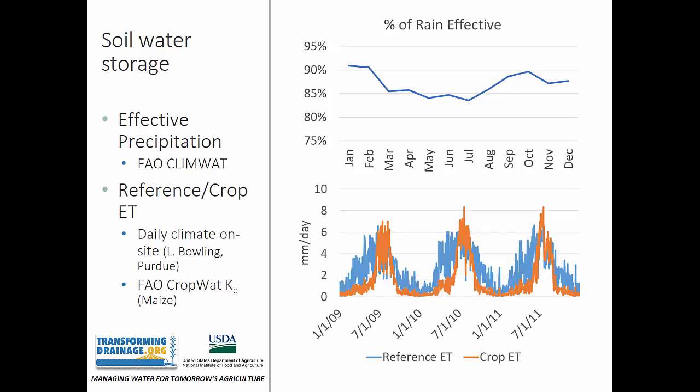Next, for the evapotranspiration term in the equation, we estimated a grass-based reference ET from measured daily climate data based on FAO 56 methods. We then used crop coefficients that we pulled from the FAO program CropWatt for a maize crop to get a daily estimated ET.